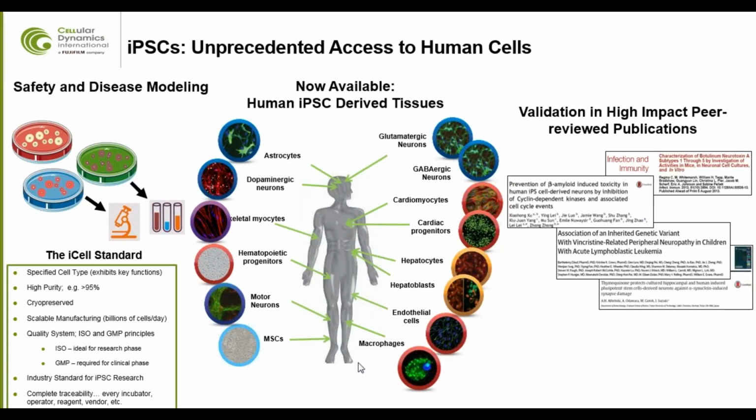At CDI, we currently offer 14 different iCell types, and these are across neuronal, hepatic, cardiac, and blood lineages. All of them are made to a stringent set of quality control standards, and we have a fairly large compendium of validated uses within the literature, well over 100 to 150 examples of peer-reviewed papers.